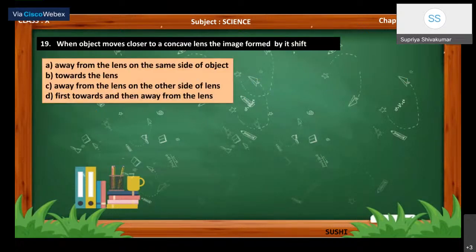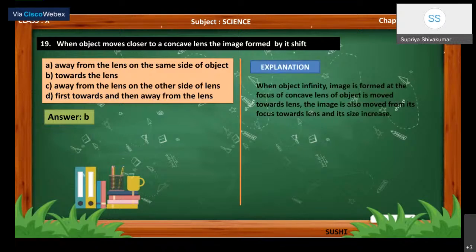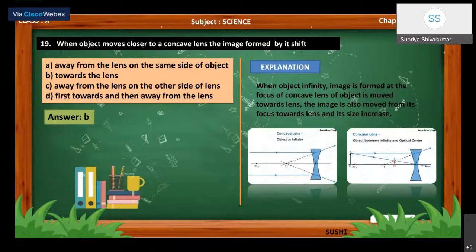When an object moves closer to a concave lens, the image formed shifts. This is the opposite of the previous question. What happens? Away from the lens, on the same... What's the lens? Ma'am, towards the lens. Towards the lens. When the object is at infinity, the image is formed at the focus, so you can see it is towards the lens. Towards the lens means towards the lens, you will get confused at this particular point. Towards the lens means close to the lens, not from the right side. What we are looking at is the image formation, how the image is coming close to our lens. You have to understand that.